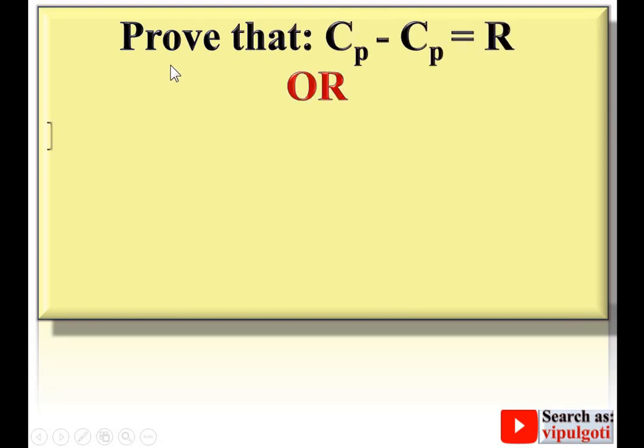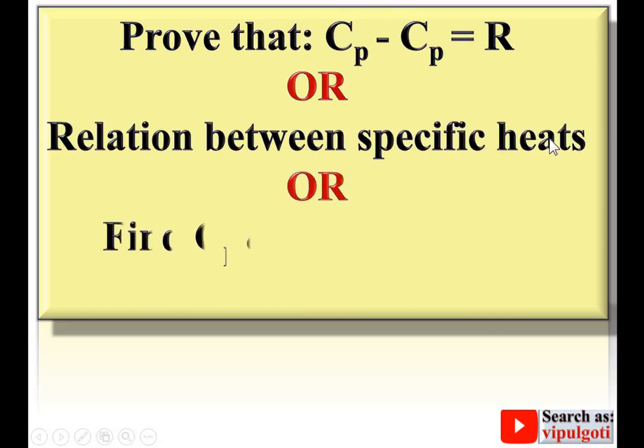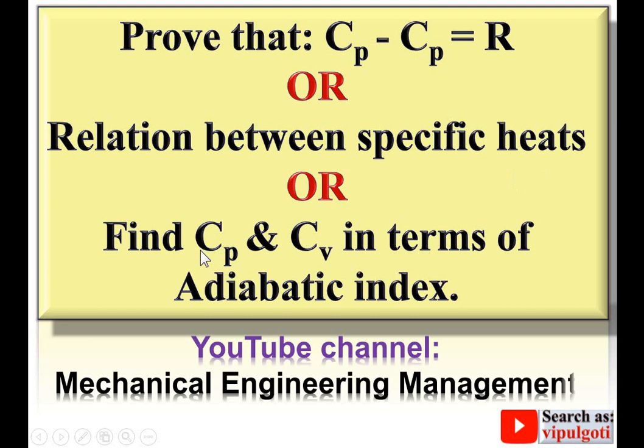Today we are going to discuss the relation between specific heats, Cp and Cv, in terms of the adiabatic index. The question is like this: prove that Cp minus Cv is equal to R.